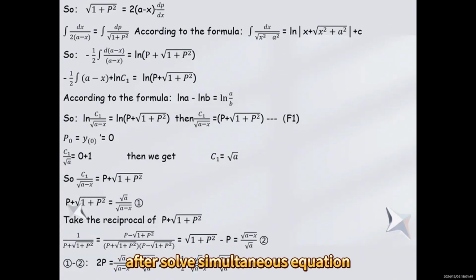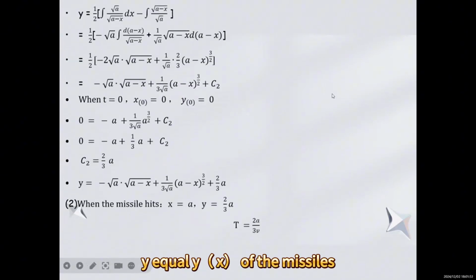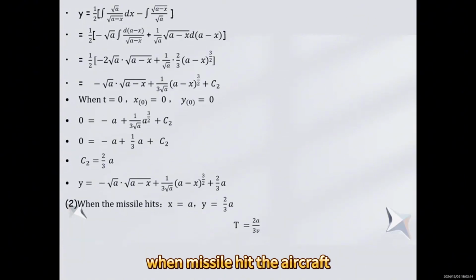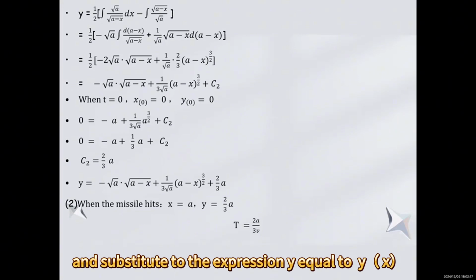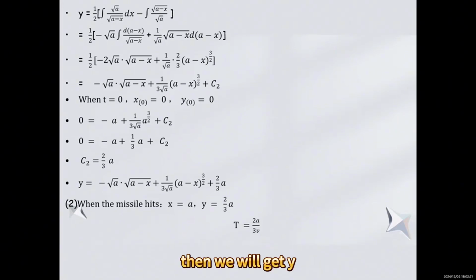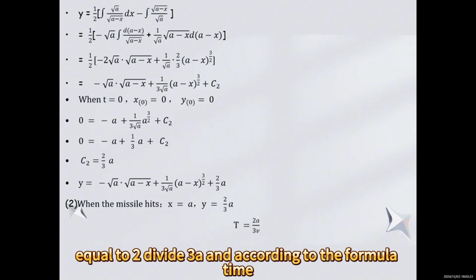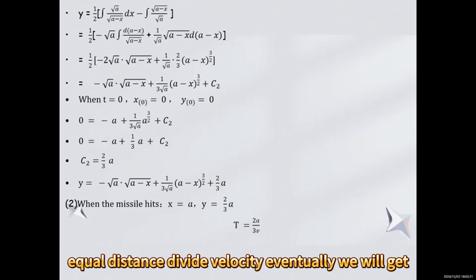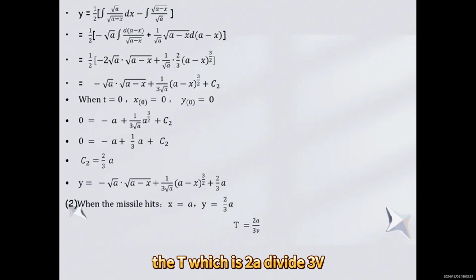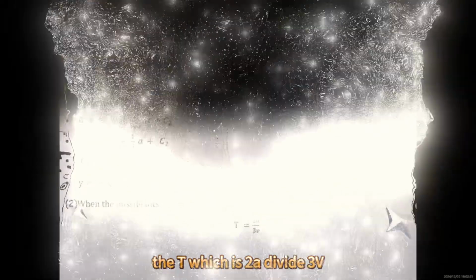After solving the simultaneous equations, we can get the expression y equals y(x) of the missile's flight trajectory, which is this function. When the missile hits the aircraft, x equals a, and substituting into the expression y equals y(x), we will get y equals 2/3 a. According to the formula, time equals distance divided by velocity, and eventually we will get t, which is 2a divided by 3v.